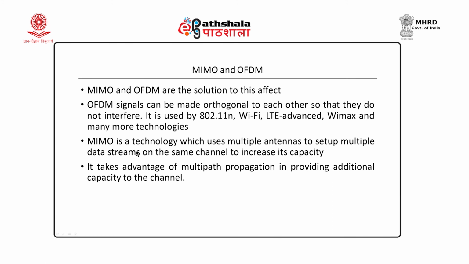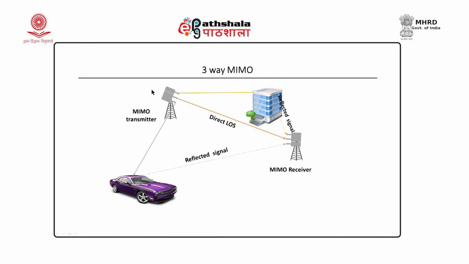MIMO is a technology which actually takes out the good from the worst. What does it mean? It is a technology which takes advantage of multipath propagation. To minimize the effect of multipath propagation, it uses multiple antennas. These multiple antennas will handle multiple data streams on the same channel to increase its capacity.